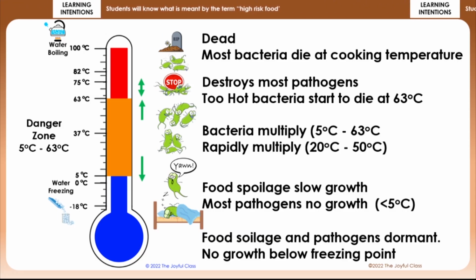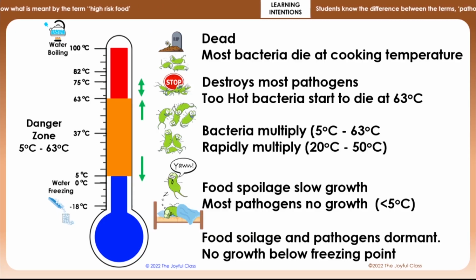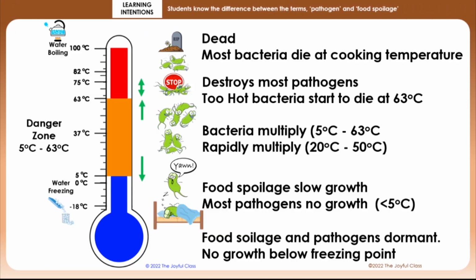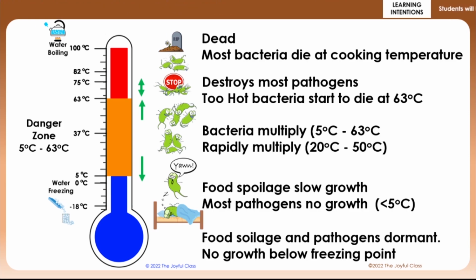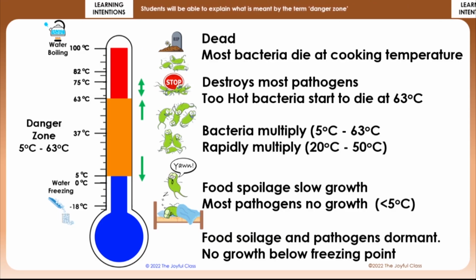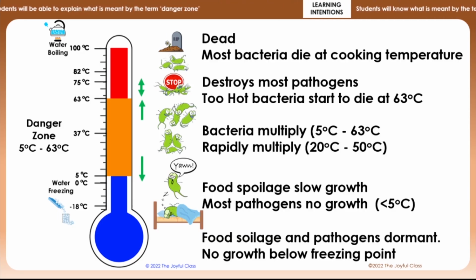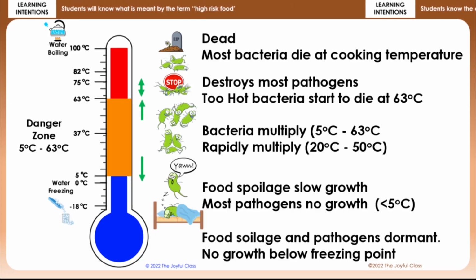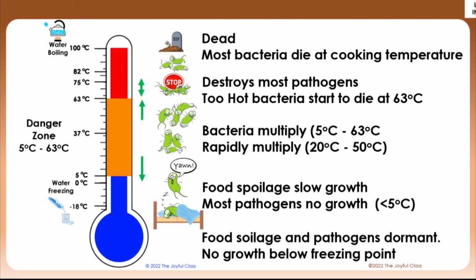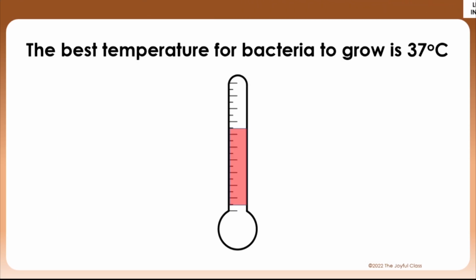And in the fridge, food spoilage is slow. Bacteria that causes food spoilage or pathogens is either slow to grow or there's no growth, less than 5 degrees. And in the freezer, the bacteria that causes food spoilage and the bacteria that are pathogens, food poisoning bacteria, are dormant. There's no growth below the freezing point. The best temperature for bacteria to grow is 37 degrees. That's body temperature.